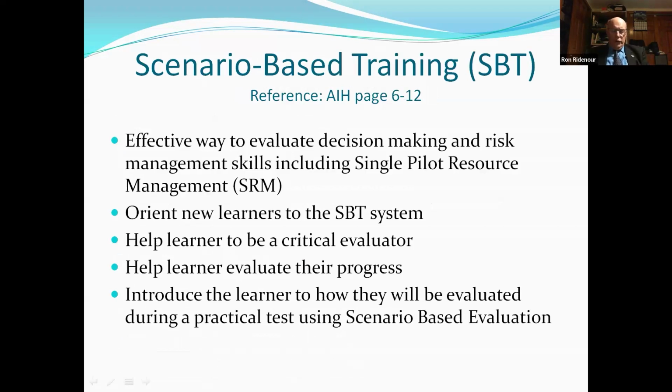Scenario-based training. Well, scenario-based training, as we all know, is really an effective way to evaluate, in my opinion, your learners' progress. It's an effective way to evaluate decision-making and risk management skills, including single pilot resource management. You'll want to orient new learners to the scenario-based training system, and help learners to become critical evaluators. It helps your learner evaluate their progress.